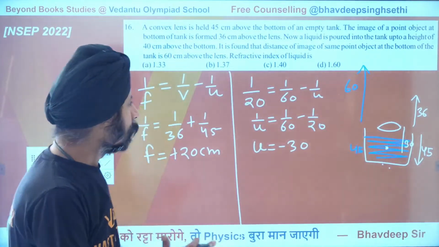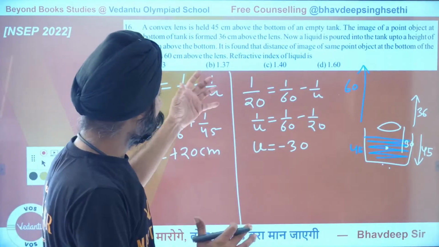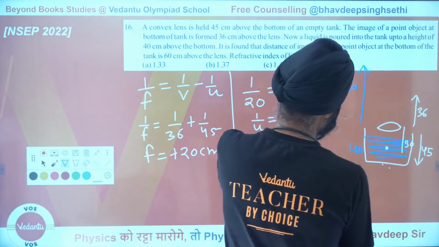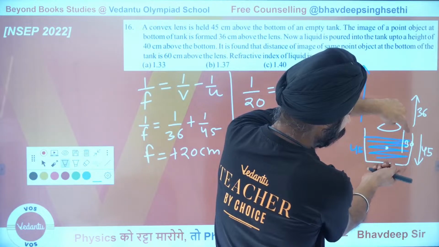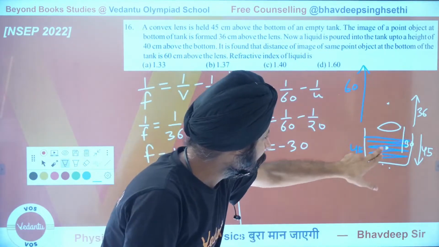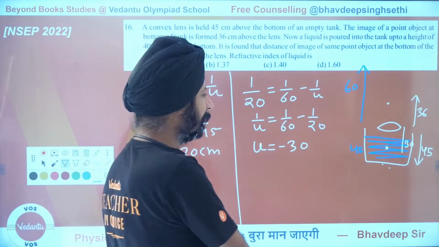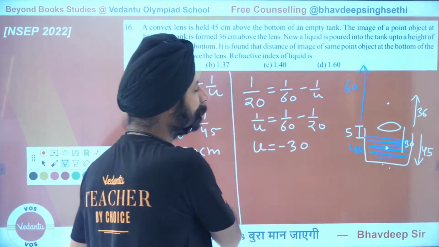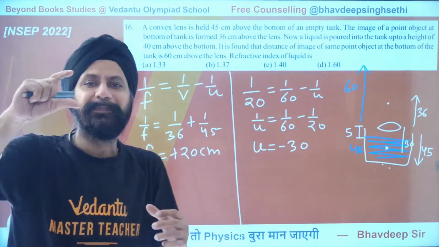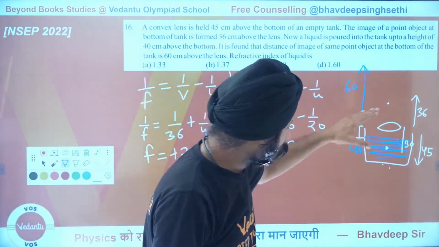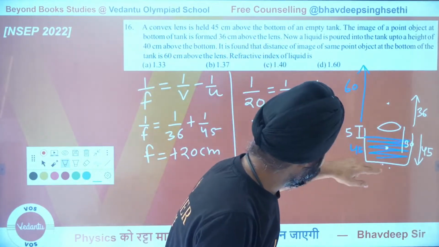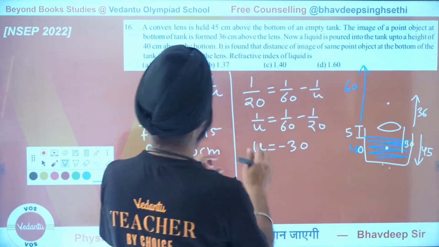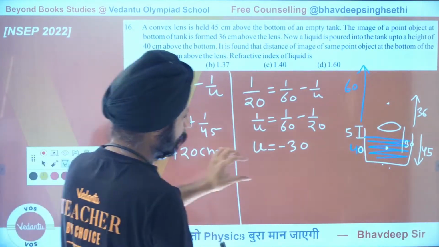But wait, that's not your final answer. You want to find the refractive index. So the point is, think about it. This whole thing was 45 centimeters and they have filled the water to 40 centimeters. So there is a gap of 5 centimeters there. That air gap does not change. So if the total were to be 30, that means the water depth, which is 40 centimeters, this is not 45, this is 40, because they filled up to a height of 40.